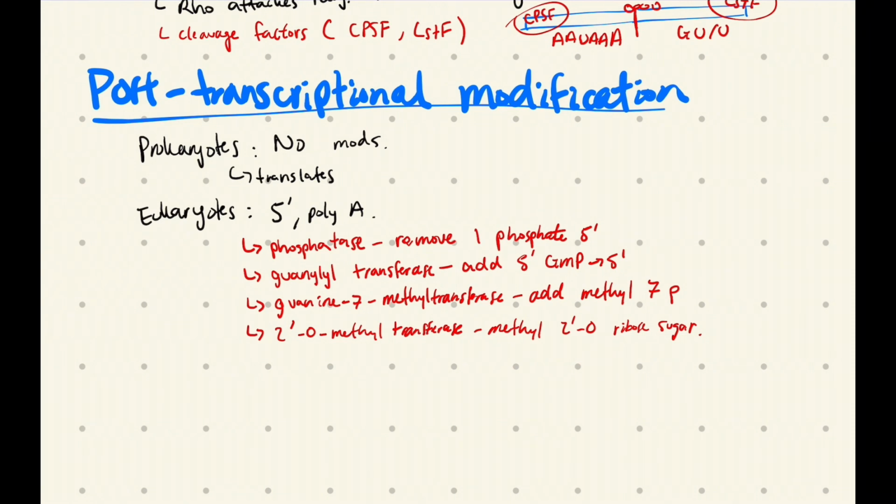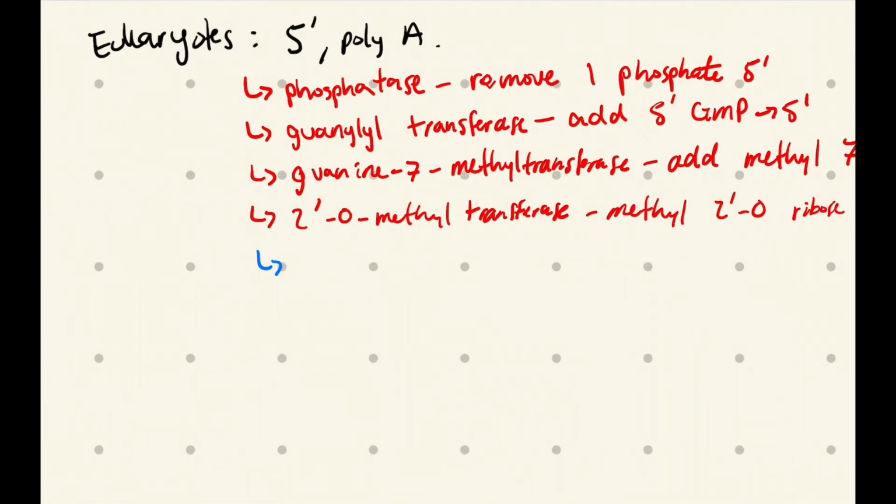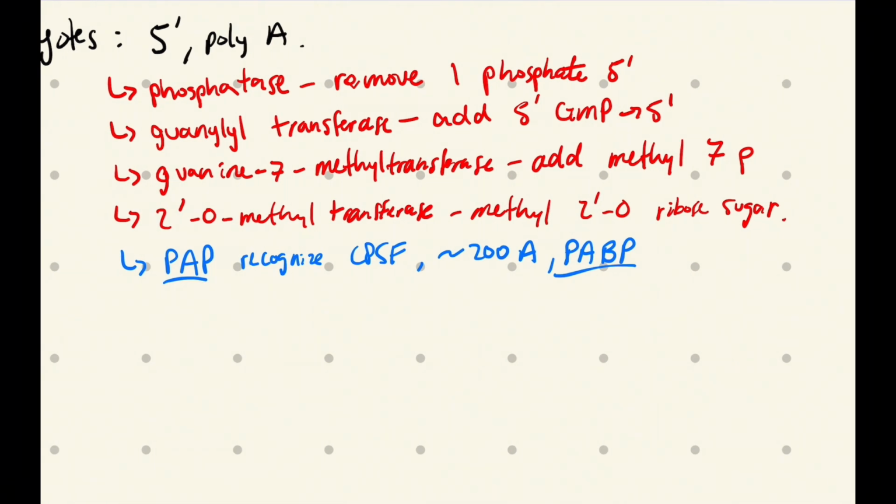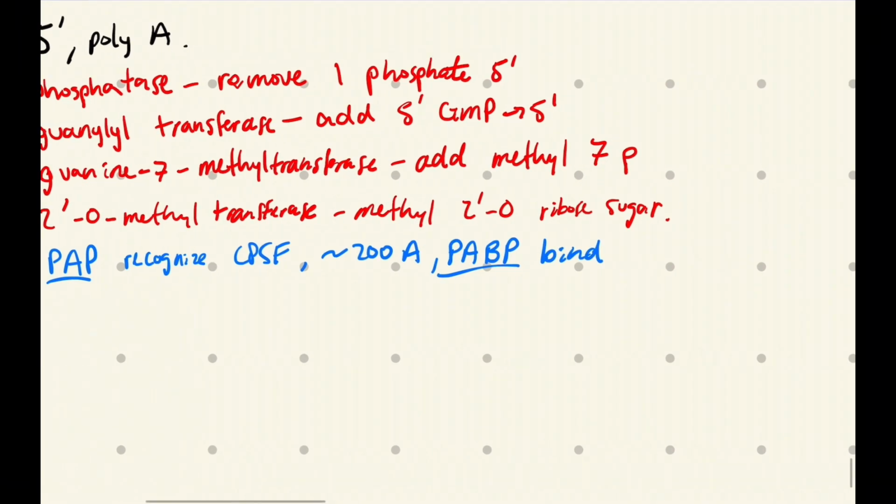So now we're going to talk about the poly A tail, right? So for the poly A tail, you are going to have an enzyme called PAP. So PAP is going to recognize the CPSF from before. It's going to add about 200 adenines for the poly A tail, and then you have a poly A binding protein, so PABP, and that's going to bind the actual poly A tail. So you're going to have your poly A tail, and then you're going to have a poly A binding protein on the poly A tail, okay?